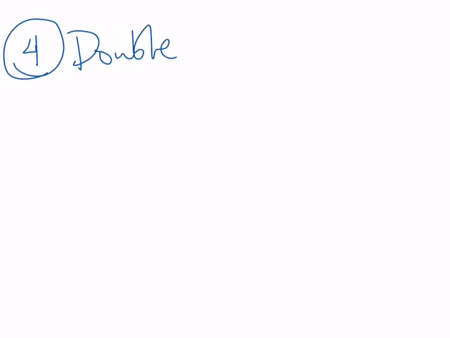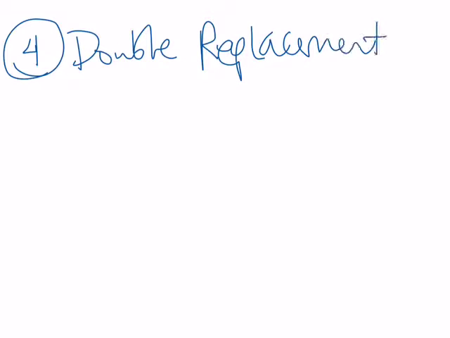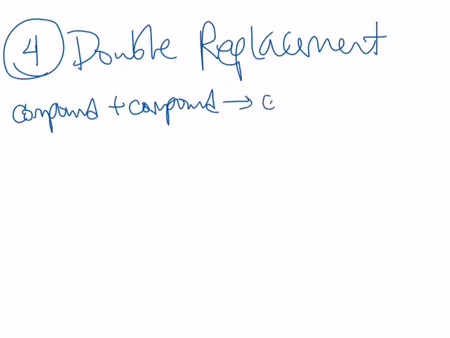So the next one has a similar name to single replacement. This time it's going to be a double replacement. Double replacement reaction, instead of just one set of elements being switched, is going to be two sets of elements being switched. So you're going to start with a compound and another compound, and you're going to make a third different compound and a fourth different compound.